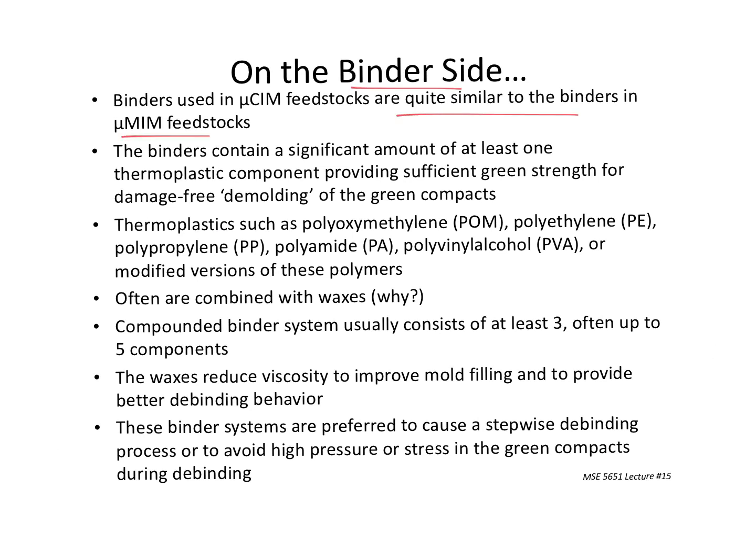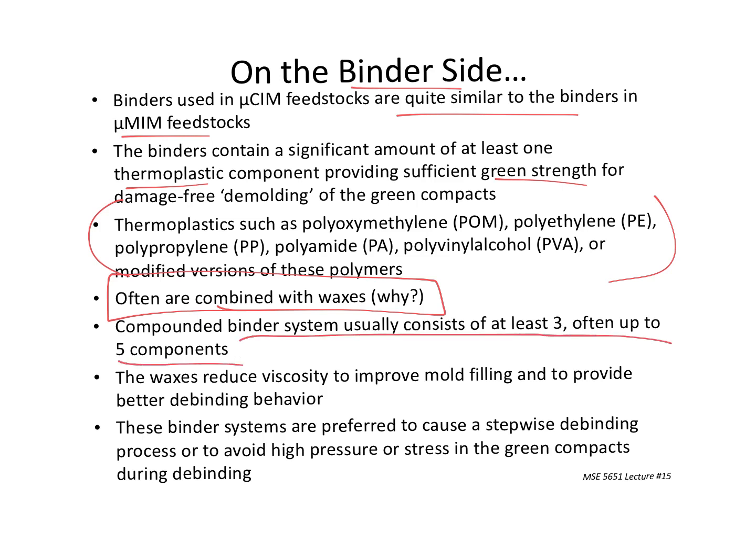Similar to what we used before, thermoplastic, giving green strength, lots of familiar names here. Often are combined with waxes. You should know why. What is the role of wax? How does it help the process? How does it control the microstructure? You can have at least 3, often up to 5 different organic components, so you can make these things very complicated. Reduced viscosity, all right. Better debinding behavior. We should know why for both of those behaviors.